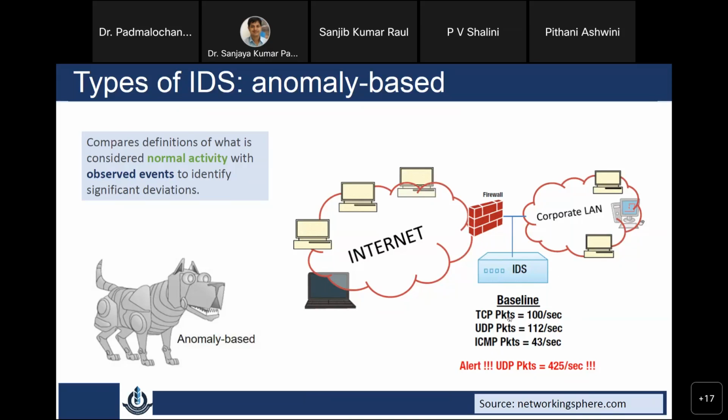Okay. So for example, we know that in this LAN normally, the TCP packet incoming rate is, let's say, 100 bits per second. The UDP packet rate is 112 bits per second. ICMP packets 43 bits per second. So this is given, let's say.